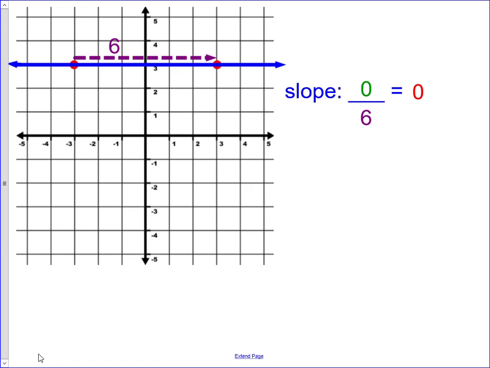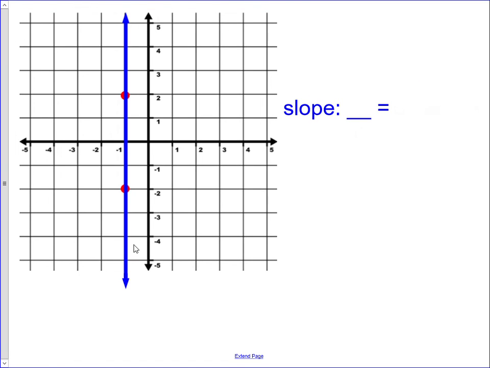One more example before we get started. On this next one, this is a vertical line. So we don't really have a left or right, so we can start at either point here. Let's start at this point and see how far we have to go up. Well, we're going to go up 4, so that's a positive 4. And then we don't have to go back or forth at all, so the run is a 0. Well, we know that you cannot divide by 0, and that means that this has an undefined slope.